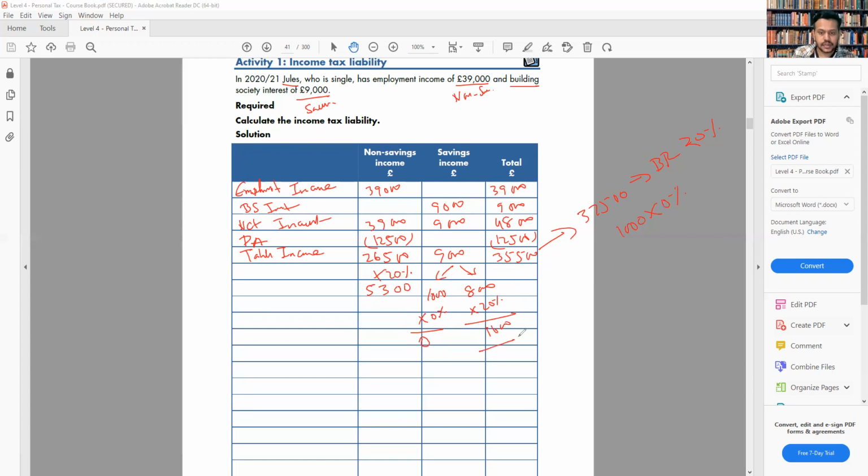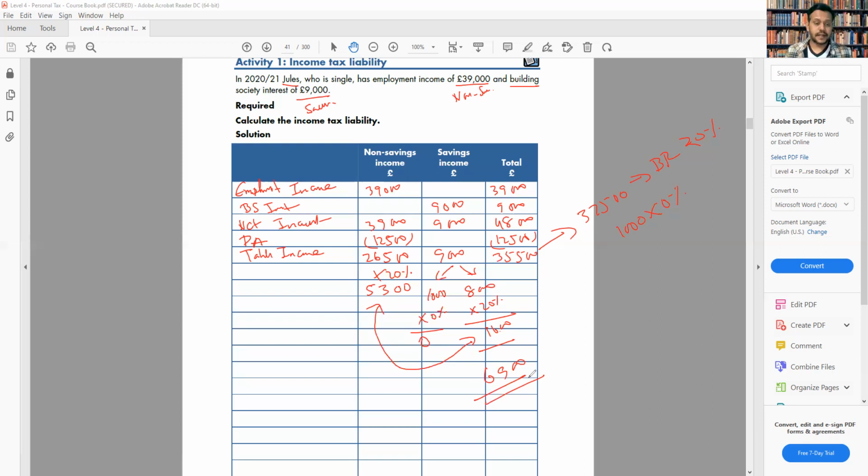So how much is the tax total? So 5,300 for the non-savings, and for the savings 1,600. So the total will be 6,900. That's it. That's how we can calculate the tax.